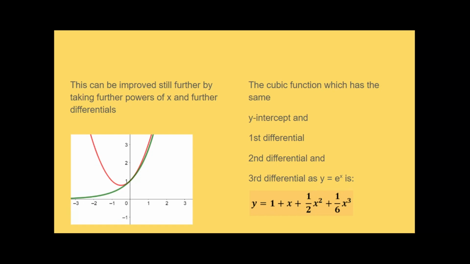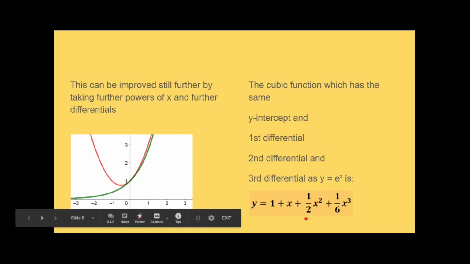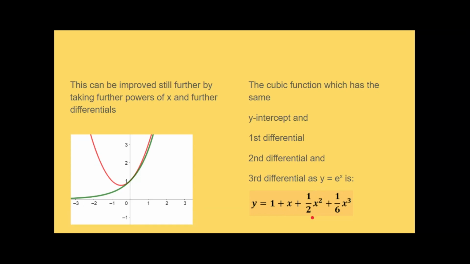But what it does highlight is that 6 is made up of the factors of 1, 2, and 3. So instead of 6, we could have written 3 factorial. And the same is true for the 2 in the x squared term. We could have written 2 factorial, 2 times 1.